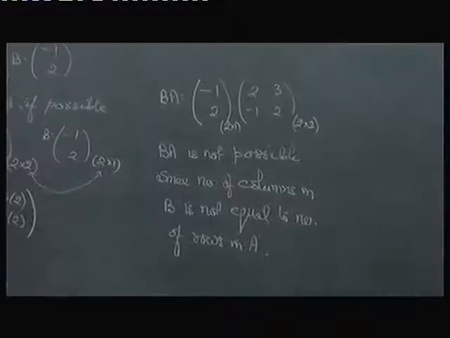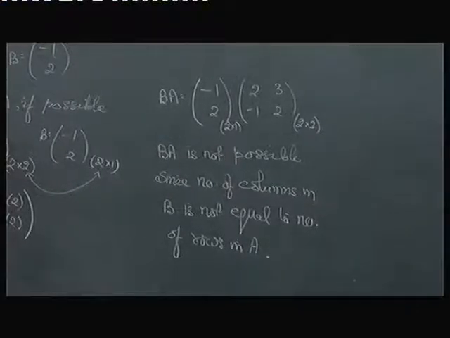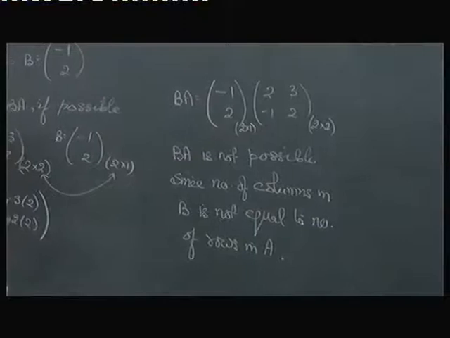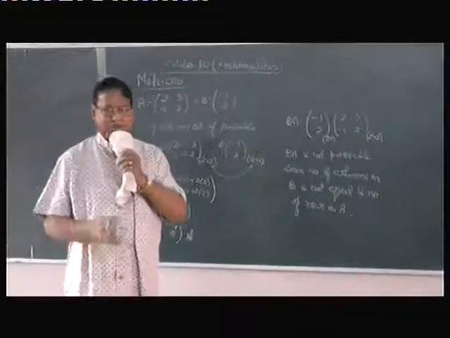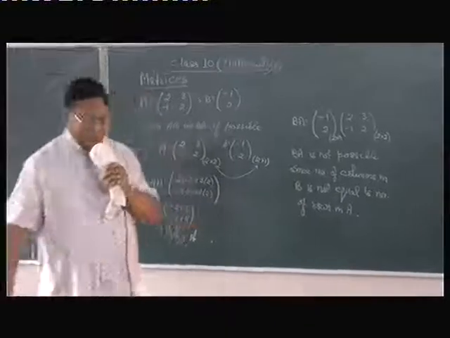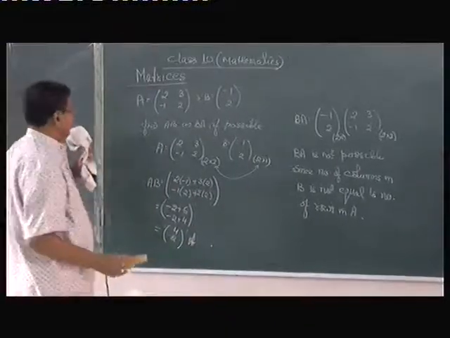Okay, so I just said they are not commutative, leave alone being commutative, they cannot be multiplied together. So AB you are getting, but BA you cannot multiply, so it's not commutative. Okay, we go for another example.